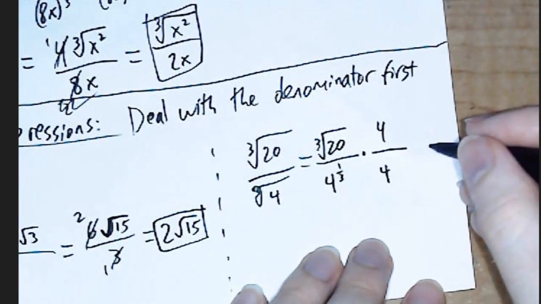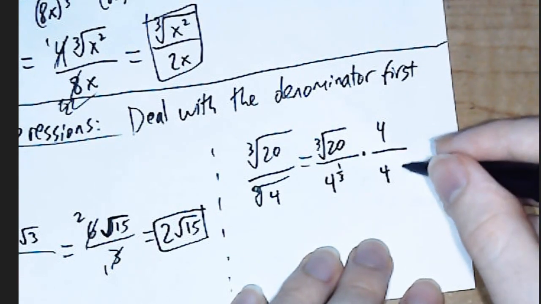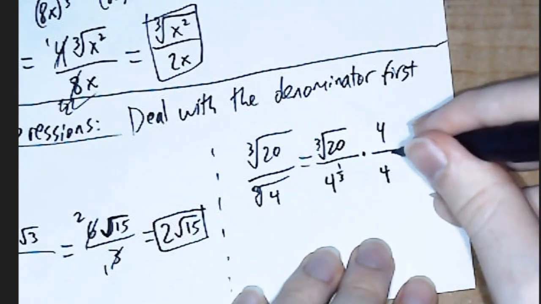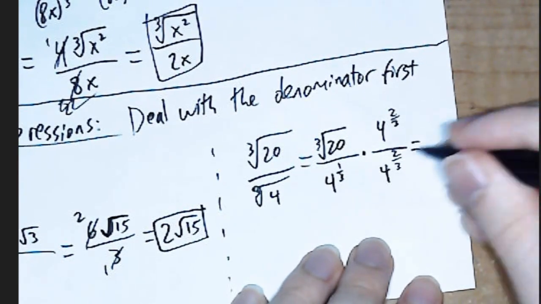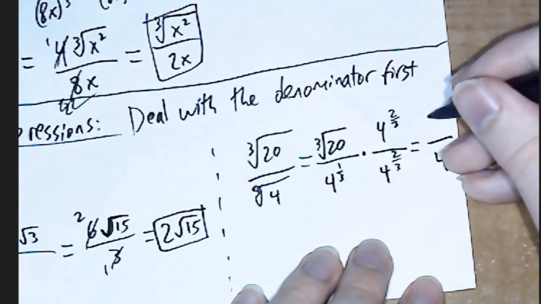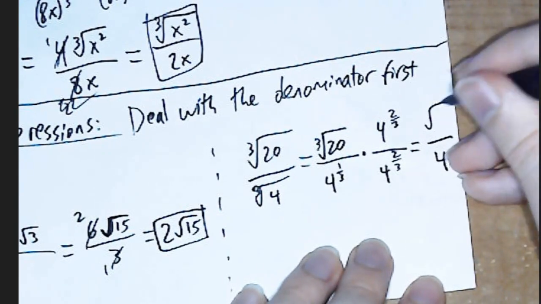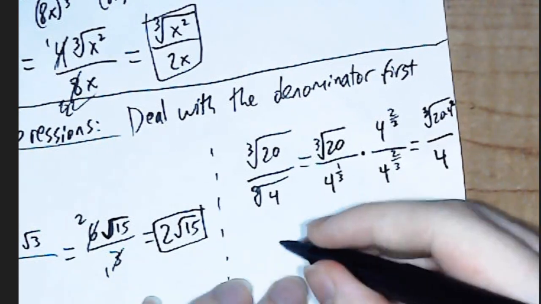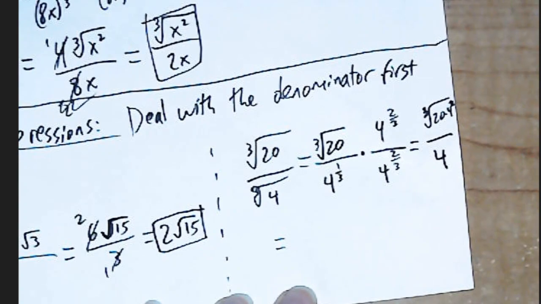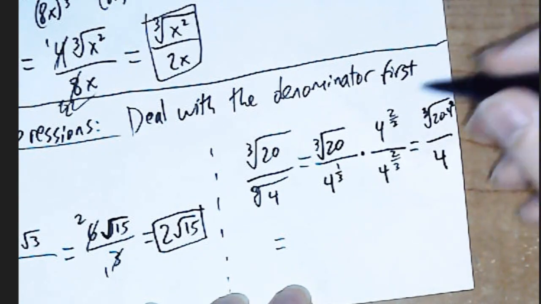So 1/3, and then what exponent would we have to add in order to make this 4 to the first? That would be 2/3. This would give me over 4, and the cube root of 20 times 4 squared. Again, that's just because 4 to the 2/3 is the cube root of 4 squared.